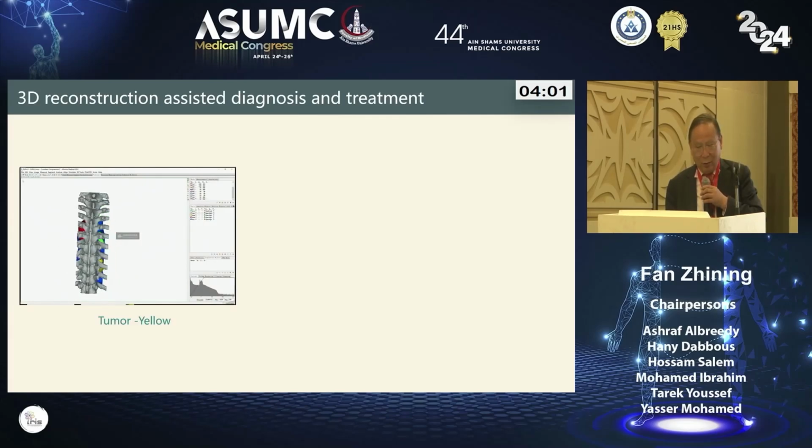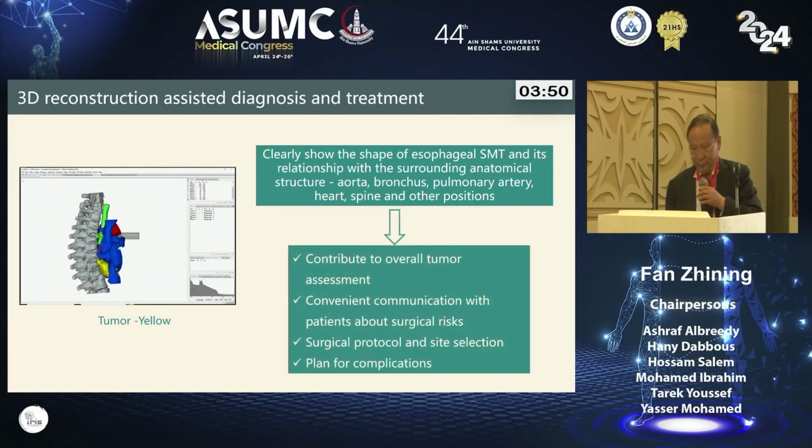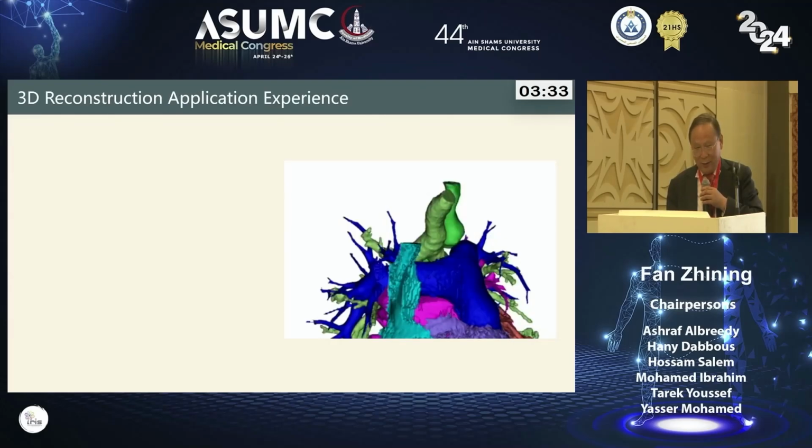Sorry, the reconstruction. The tumor is yellow. Communication with the patient about surgical risk, surgical protection and section, and the plan for complications. This is case 1.